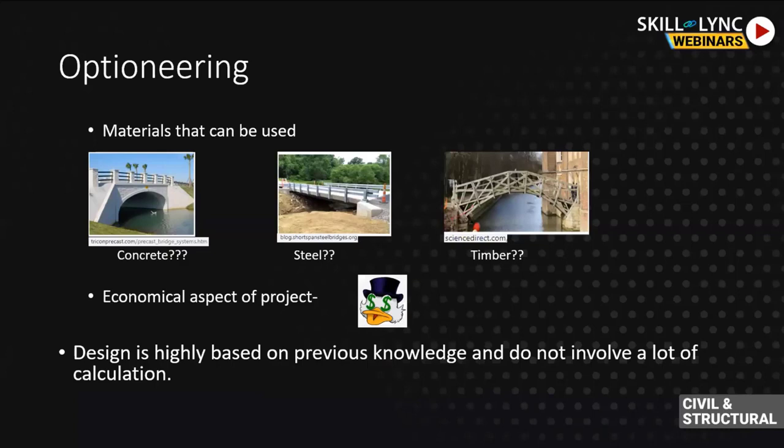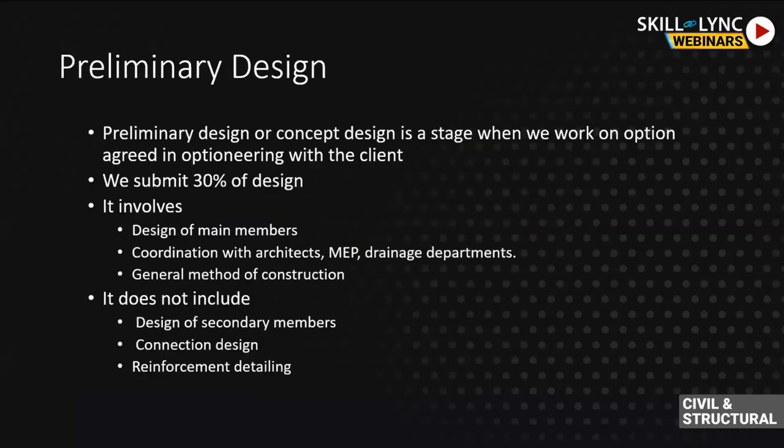Once the optioneering phase freezes, we go into preliminary design. The preliminary design or concept design is what we pick from optioneering. So now we know that we are going to design a steel bridge, a Vierendeel truss, say, and what the span of it is. That kind of thing is fixed. So what we are giving is the 30% of design. What does that mean? We'll be generating drawings without much detail.